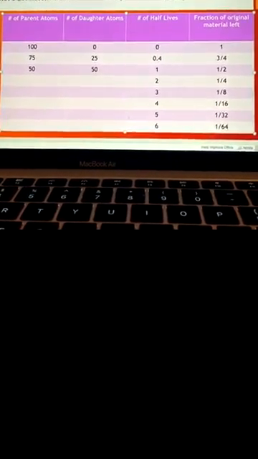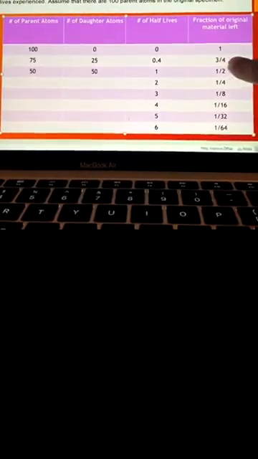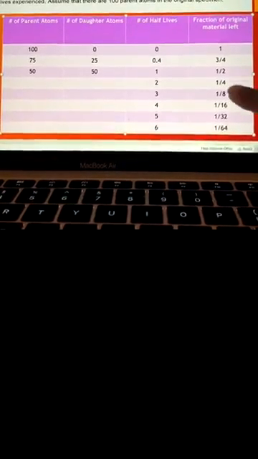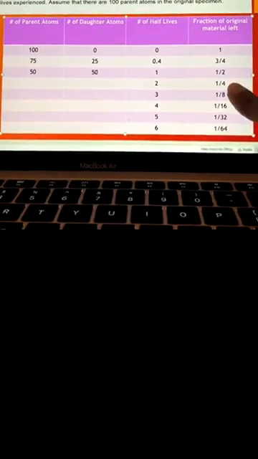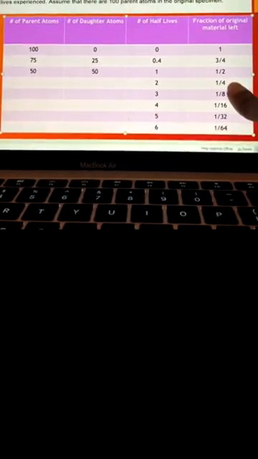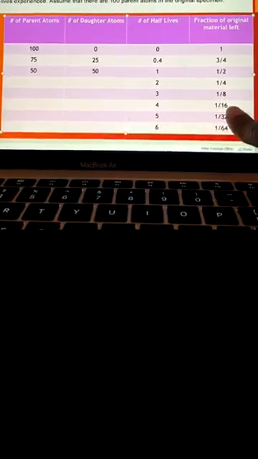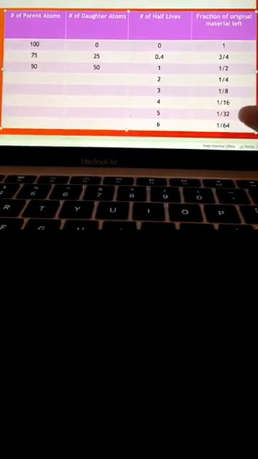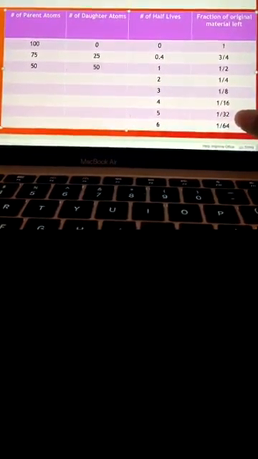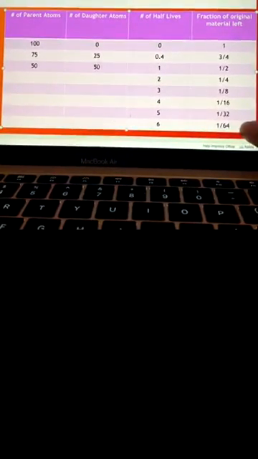So they gave us the first 3: 1, 3/4, and 1/2. Then Tiana gave us, for number 3 in the last column, you should have 1/4. For number 4 in the last column you should have 1/8. For number 5 in the last column you should have 1/16. For number 6 in the last column you should have 1/32. And then for number 7 in the last column, you should have 1/64.